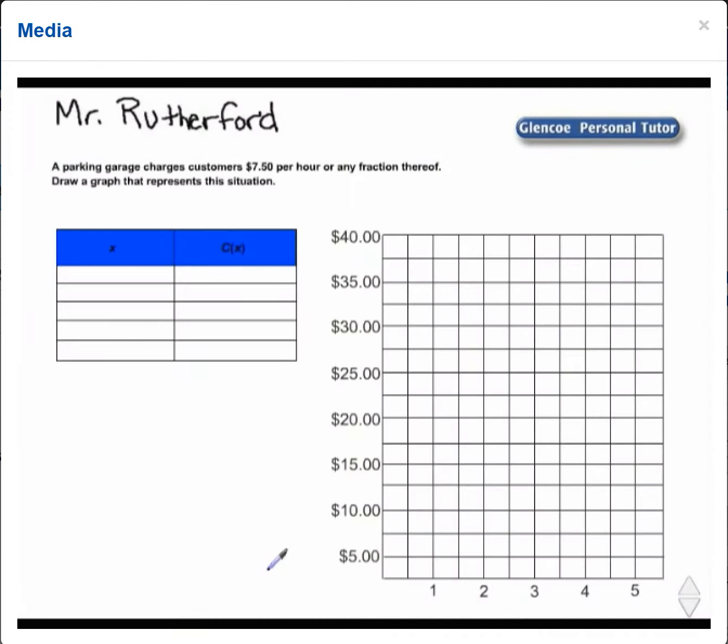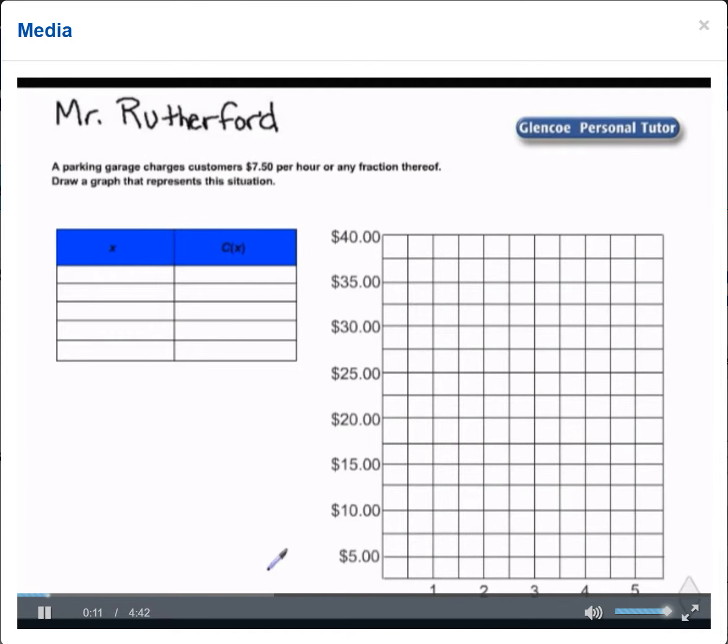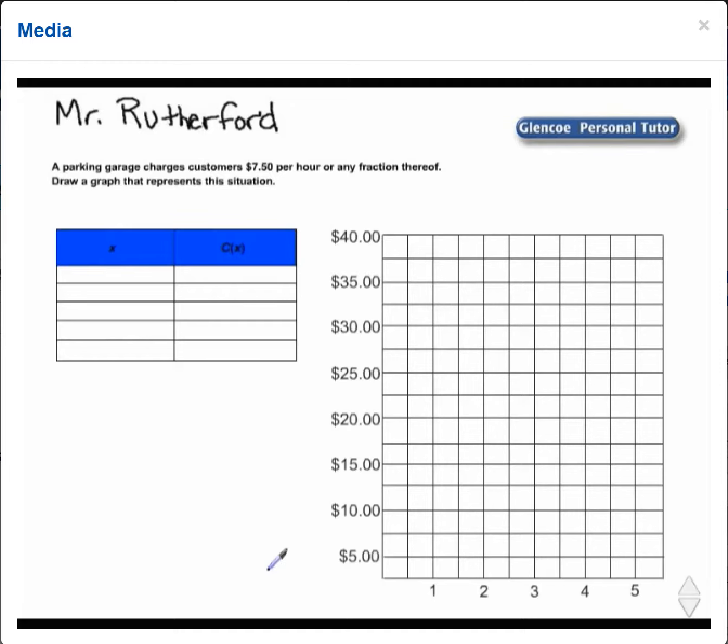In this problem, we'll look at a real-world example. A parking garage charges customers $7.50 per hour or any fraction thereof. Draw a graph that represents this situation.